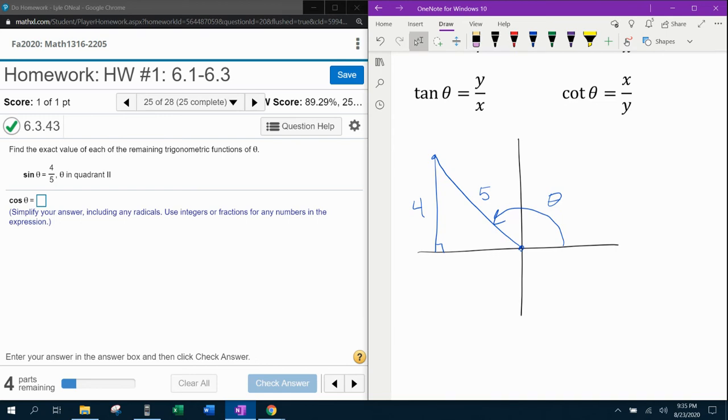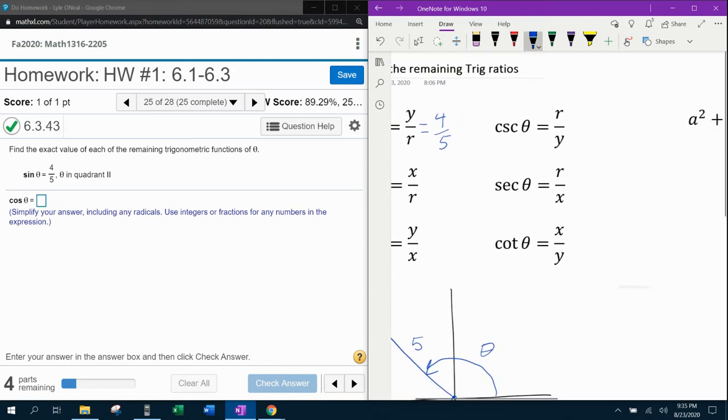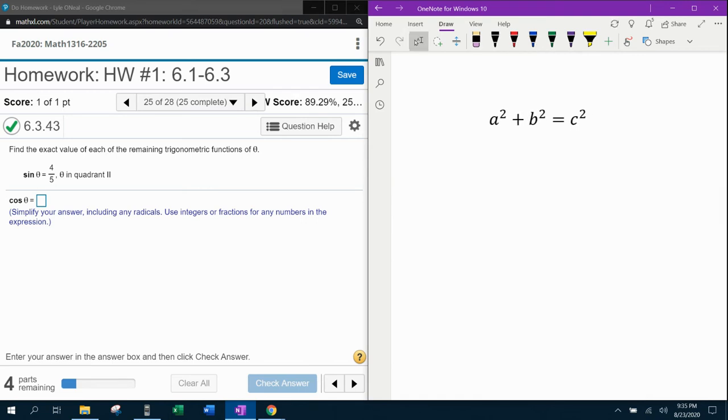Now, what I need to know is x. I don't know what the x value is. Is there any way to find the missing side of a right triangle? Absolutely. That's where the Pythagorean Theorem comes in. So we're looking for x. That's going to be x squared. B is y. That's going to be 4 squared. And c is the hypotenuse, or the radius, which is going to be 5 squared.